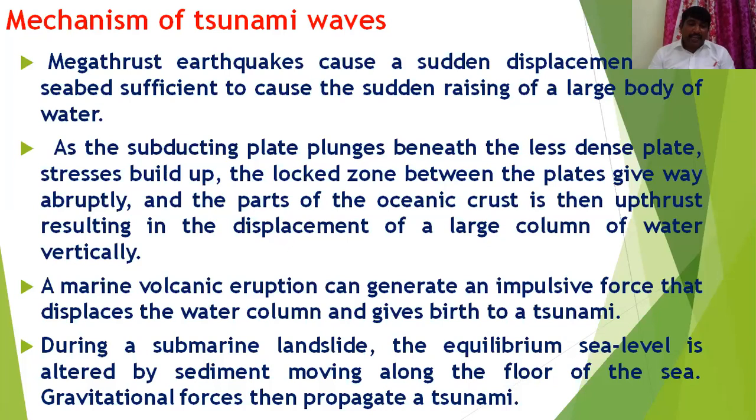A marine volcanic eruption can generate an impulsive force that displaces the water column and gives birth to a tsunami. During a submarine landslide or earthquakes, the equilibrium sea level is altered by the sediment moving along the floor of the sea. The gravitational force then propagates a tsunami.